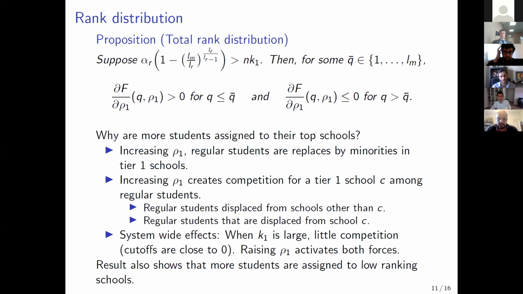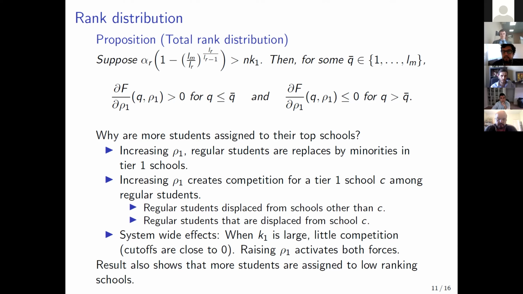And there is a direct effect, which is that by increasing row 1, we are going to have regular students replaced by minorities in tier 1 schools, and minorities are more likely to put that school first in their application. So that's a direct effect of increasing reserves. But there are also system-wide effects, and the observation here is that increasing row 1 creates competition for a tier 1 school C among regular students, and there are two main channels for this.